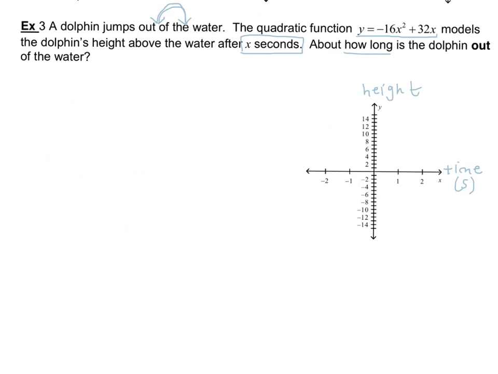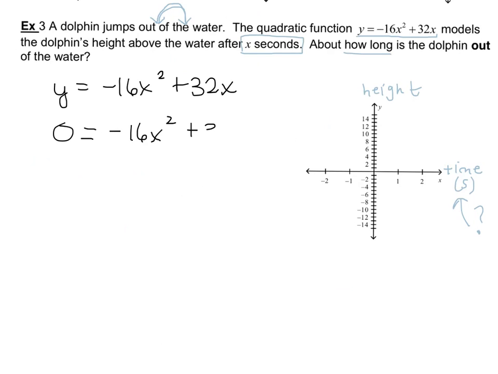They're asking how long is the dolphin out of the water. So we're trying to figure out x. How long is the dolphin out of the water before it returns back to the water? So if we find the x's, if we solve this for the roots, then we will get our answer. So we have negative 16x squared plus 32x. My advice, since the leading coefficient is not 1, it is set equal to 0, everything's on the same side, so we can go ahead with this.